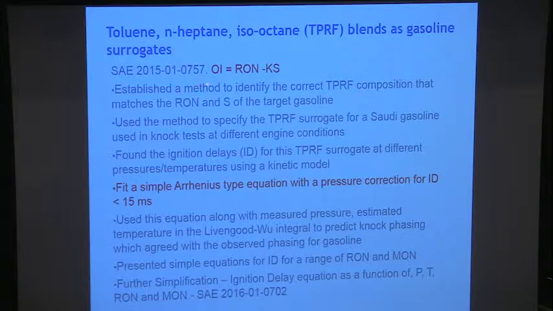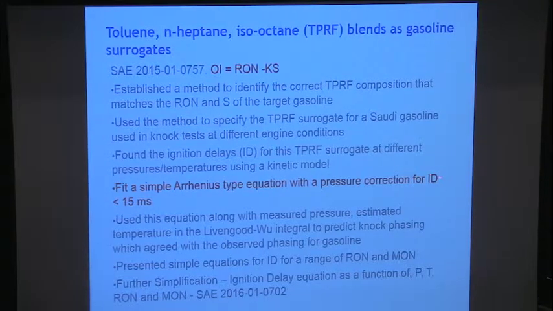And we have, in this paper, established a method to identify what the correct composition is. So if you know the RON and MON of your gasoline, you can say so much percentage toluene, so much isooctane, so much N-heptane will give you the same RON and MON as your gasoline. So you now know what the ignition delay is, okay? We can use that method to specify the surrogate, and you can then do the chemical kinetic calculations for this PRF. You can't do this for the gasoline, so you can do this for the surrogate and get ignition delay as functions of pressure and temperature, as I showed you, okay? And this allows you to fit a simple Arrhenius type equation with a pressure correction that I just showed you.